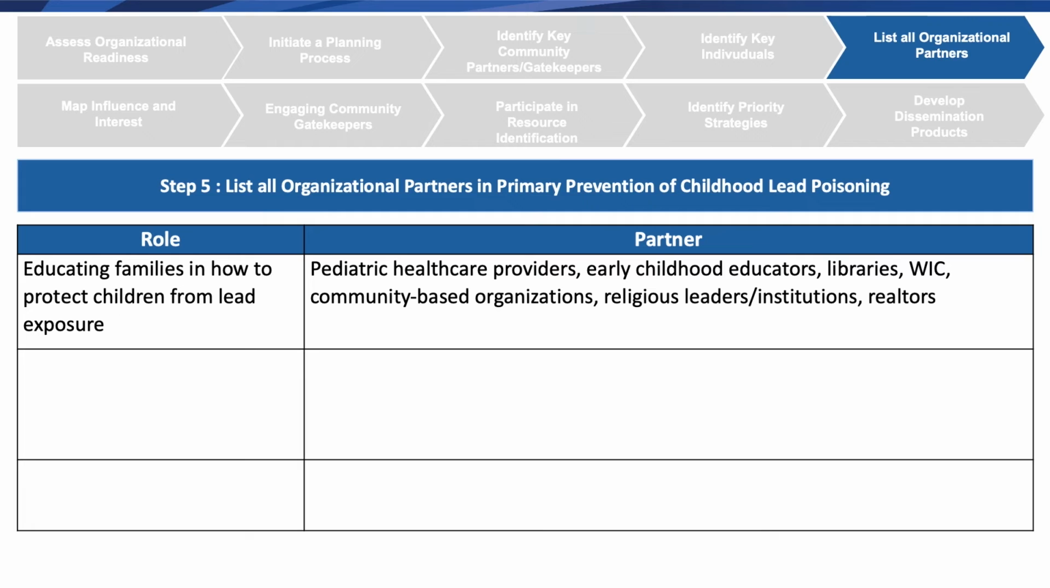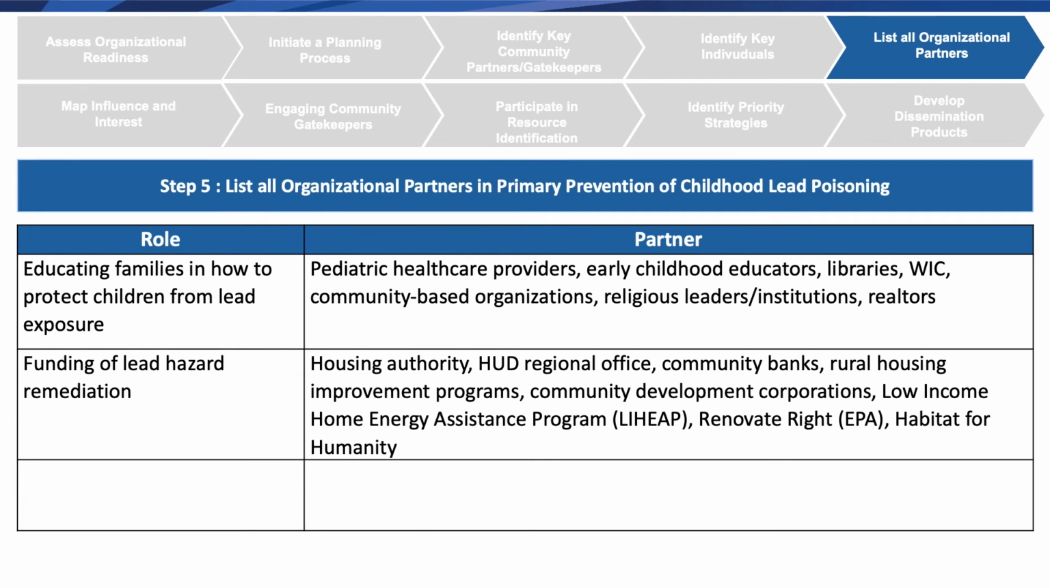If you're thinking about the people who can help you fund the lead hazard remediation, that would be the local housing authority, the HUD regional office, community banks. They often provide housing loans at no or very low interest for remediation of lead hazards and other housing problems. The rural housing improvement programs are very active partners for rural housing, which can often have a lot of lead paint hazards. The community development corporations at the local level are often called CDCs.